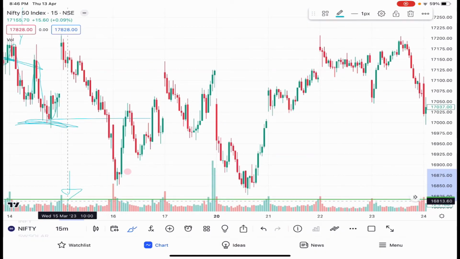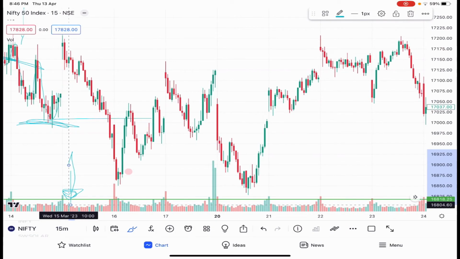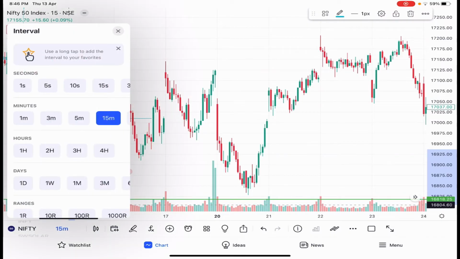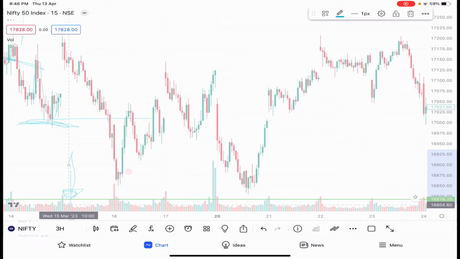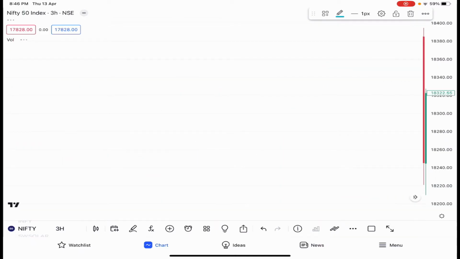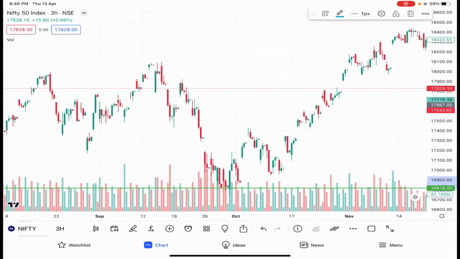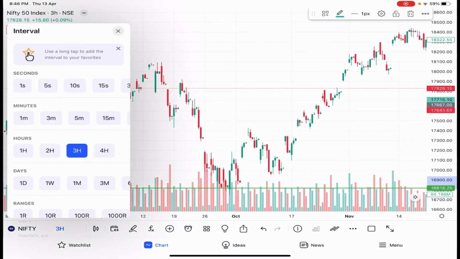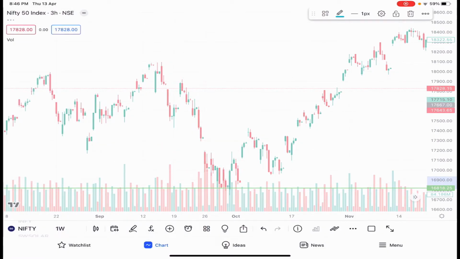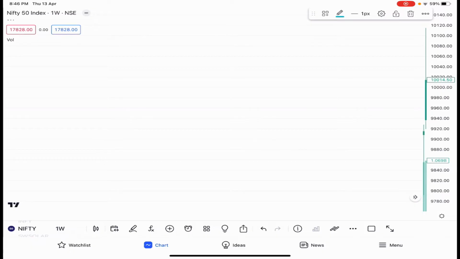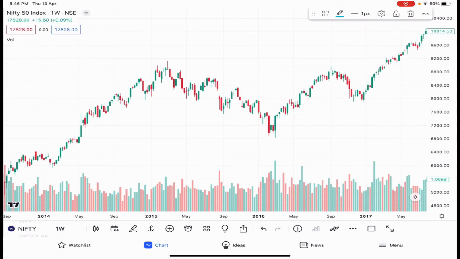Look at here. There is 15M written here, right? So I can press on it and I can change my time frames. See, these are the time intervals which are available. Hours, days. So this is my 3-hour chart, which means that each candle represents 3 hours. This is my 1-week chart. Each candle represents 1 week. So we can analyze the charts in different time periods. This is something to keep in mind.